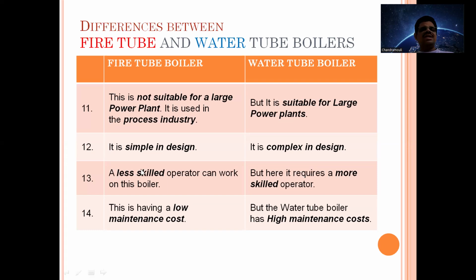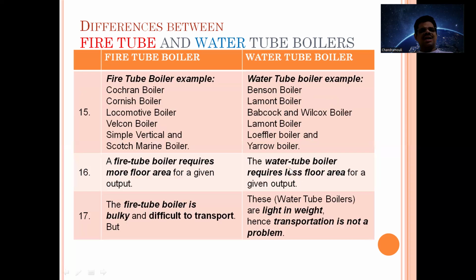Usually, the pipe tube boiler is simple in design, whereas water tube boilers are complex in design. The maintenance cost is also low for a pipe tube boiler as the design is simple, but water tube boilers have huge maintenance costs. And for the operators, in pipe tube boilers, less skilled operators are sufficient, but water tube boilers require highly skilled operators. Okay, so this is all about it.